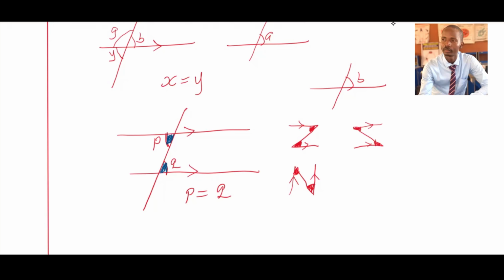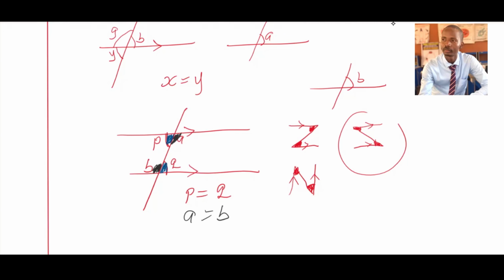You can also look at it this way. Let's call this A, let's call this B. So I can say that this angle here, angle A, is alternate to angle B. That is right here. So that's another alternate. And so I can say that A is equal to B because they are alternate.